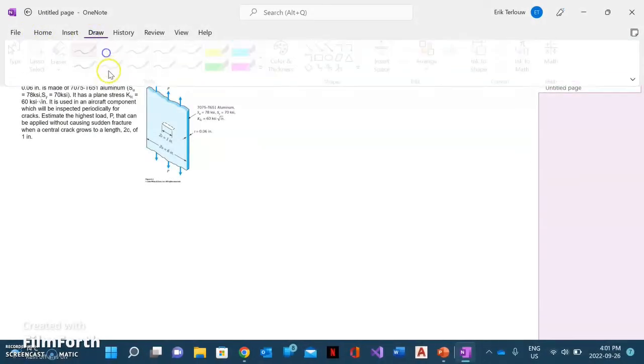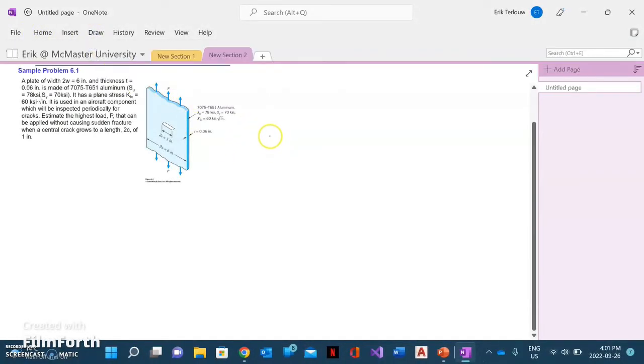Okay, now let's do an example. A plate of width 2W equals 6 inches and thickness T equals 0.06 inches is made of 7075 T651 aluminum. SU equals 78 kilograms per square inch, SY equals 70 kilograms per square inch. It has a plane stress KIC equal to 60 kilograms per square inch times square root inch. It is used in an aircraft component which will be inspected periodically for cracks. Estimate the highest load P that can be applied without causing sudden fracture when a central crack grows to a length 2C of 1 inch.